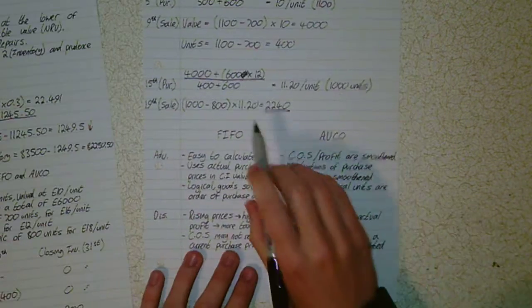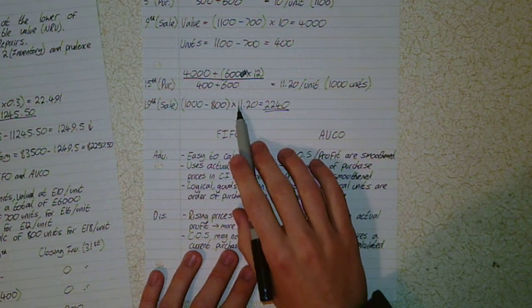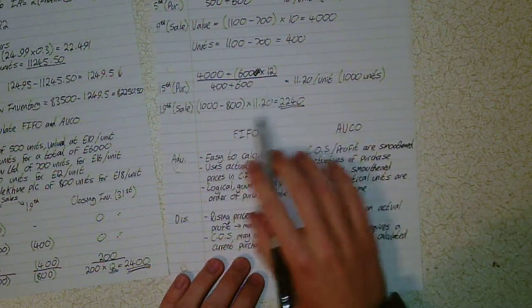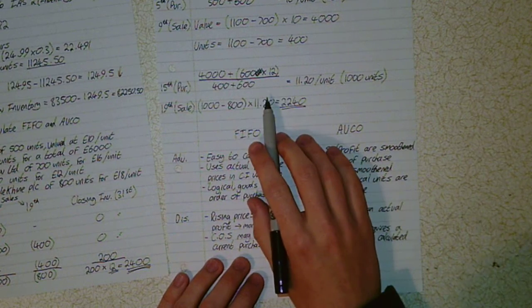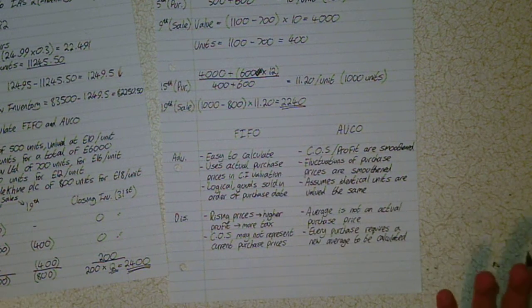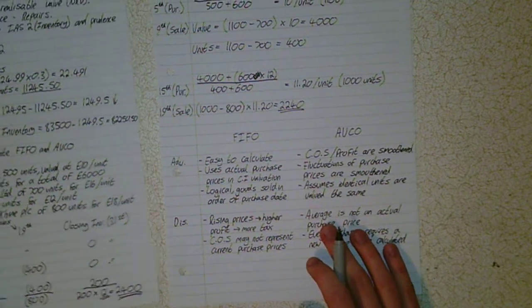Whereas AVCO has. It's used an average, 11.20. So the £12 just comes from one purchase. The 11.20 comes from 3 rounds of purchases and open inventory. So that's how they differ in a sense. They're not always going to give the exact same answer.